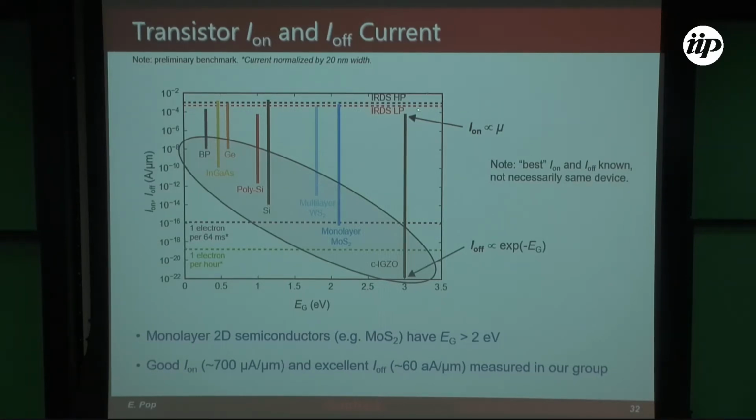IGZO does not meet those metrics, but IGZO has a really, really good off-state current. Our monolayer MoS2 is the second best off-state current, and then things like, of course, BP, black phosphorus, and indium gallium arsenide simply cannot get those kinds of off-state currents because the band gap is not sufficiently large, right?